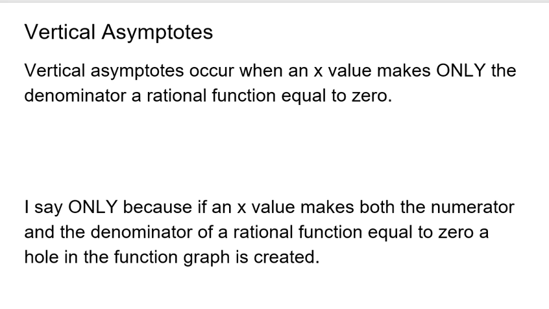Now I say only because there are some values that will make the denominator and the numerator 0. If there is a value that makes the denominator and the numerator 0, that actually creates a hole in the function, which is like a gap or a hole in the function. So that's different. It's not a vertical asymptote. So it's really important that you understand that vertical asymptotes occur when only the denominator turns into 0.